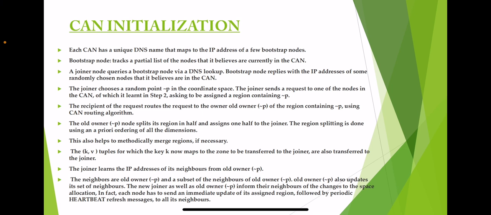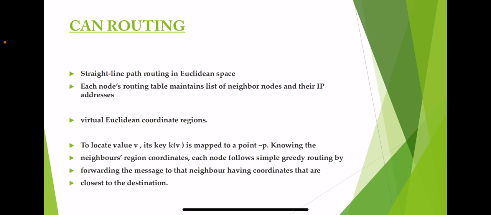The recipient of the request routes the request to the old owner of the region containing P using the CAN routing algorithm. This also helps to methodologically merge regions if necessary. The joiner learns the IP addresses of its neighbors from the old owner. So the new joiner as well as the old owner inform their neighbors of changes to space allocation. In fact, each node has to send an immediate update for its assigned region, followed by periodic heartbeat refresh messages to its neighbors.